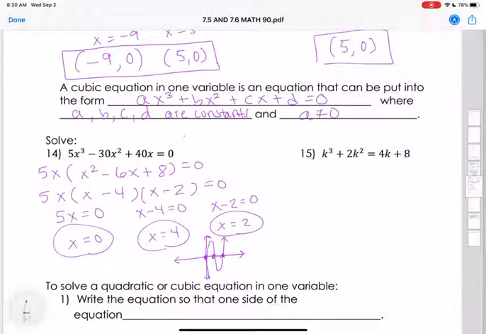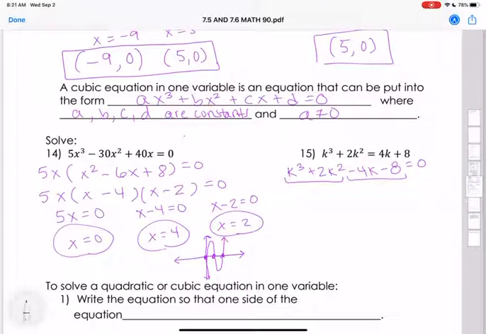All right, the next one, we want to set everything equal to 0. So we'll do that first. And then we'll factor. I don't see any greatest common factor. What I do see is 4 terms. So what does that mean? That means factoring by grouping, right? So I'm going to group these first 2 and these second 2.